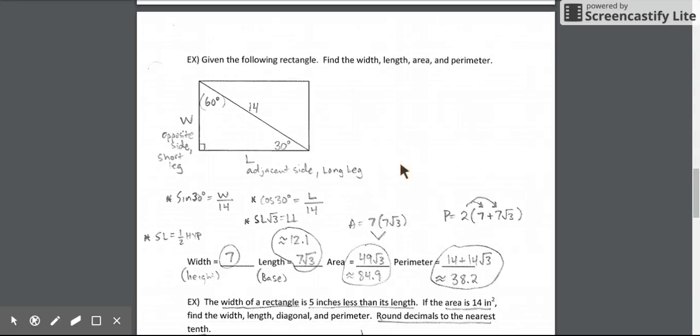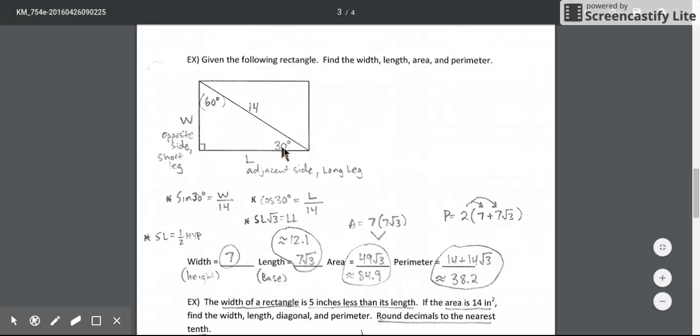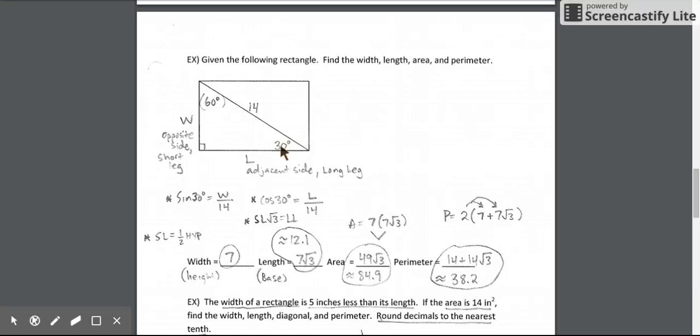In this example, we're given the diagonal length and an angle of our right triangle. Since we're given 30 degrees, we can assume that its complement over here will be 60 degrees. And so now we have a special right triangle, a 30-60-90 right triangle, and we have some properties we can use to take some shortcuts.